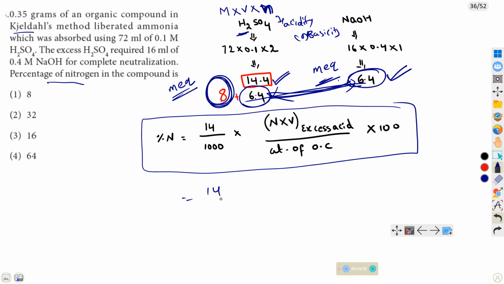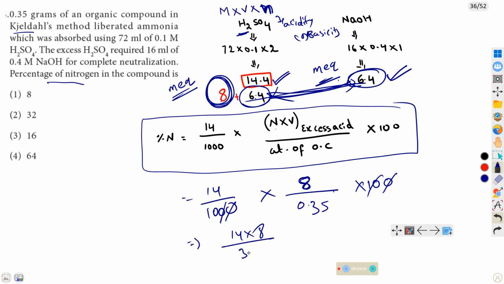So 14 by 1000 into normality into volume, number of milliequivalents 8, by weight of organic compound 0.35, into 100. Simplify, zeros cancel. 14 into 8 divided by 3.5. Then you will get 32%. Second option correct.